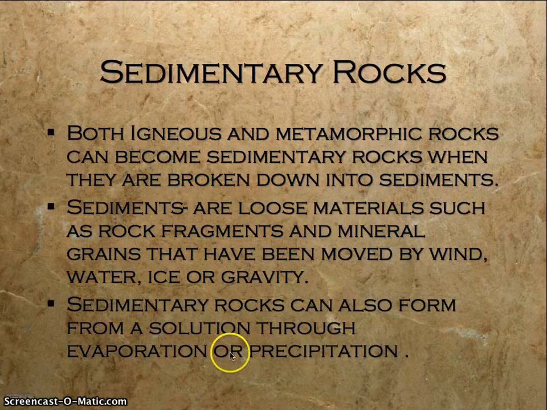Sedimentary rocks are formed from both igneous and metamorphic rocks, and even other sedimentary rocks can become different sedimentary rocks when they're broken down into sediment. Sediments are loose materials such as rock fragments and mineral grains that have been moved by the agents of erosion, such as wind, water, ice, or gravity. Sedimentary rocks can also form from a solution through evaporation or precipitation.